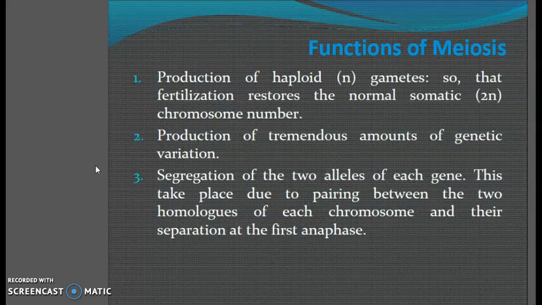First one is the production of haploid gametes so that fertilization restores the normal somatic chromosome number. Then the production of a tremendous amount of genetic variation, and also the segregation of the 2 alleles of each gene, and this takes place due to pairing between the 2 homologues of each chromosome and their separation at the first anaphase.